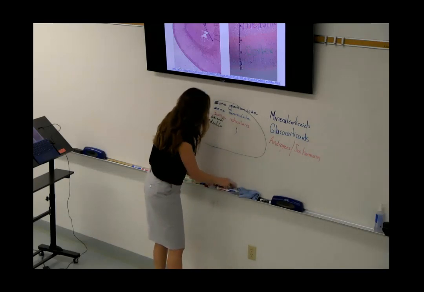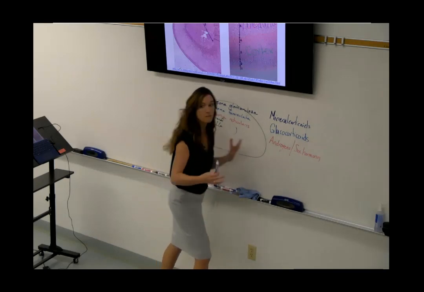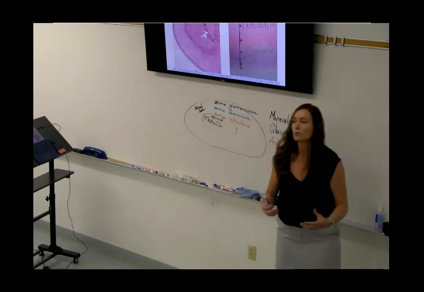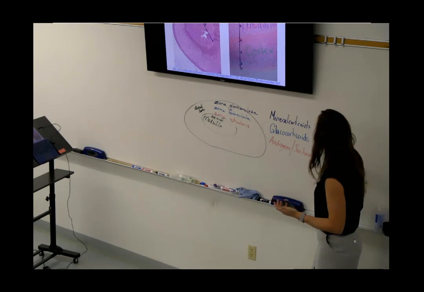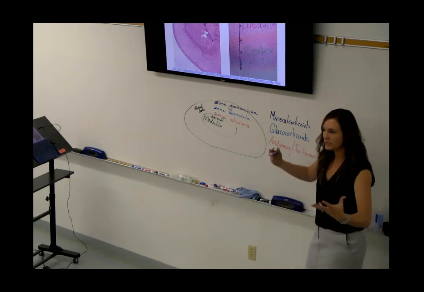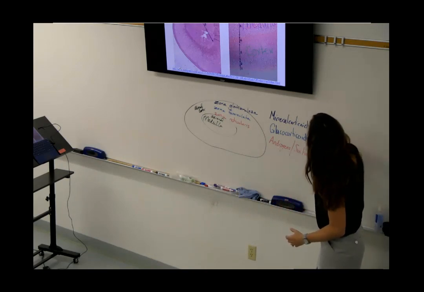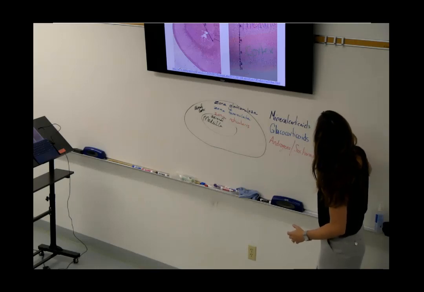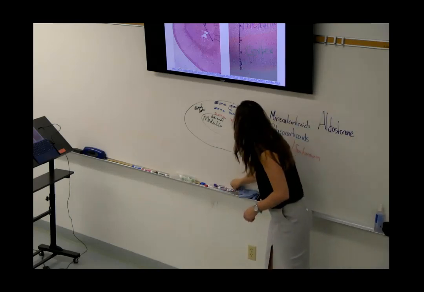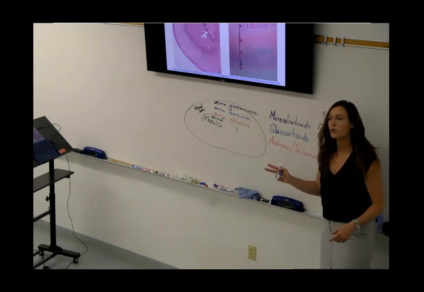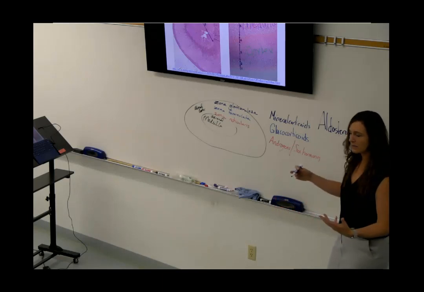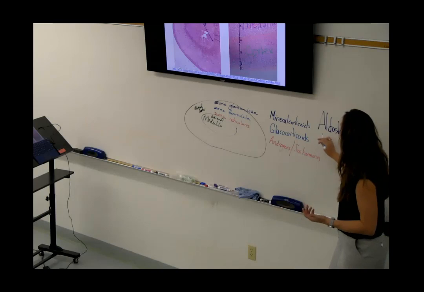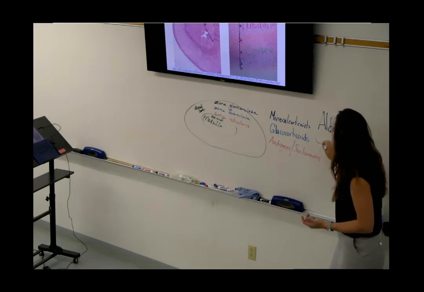So the mineral corticoids, there's many of them, so that's why we call it a family of hormones. But the most prevalent, the one that you would need to know more about, the representative hormone for mineral corticoids, would be aldosterone. And the main hormone of the glucocorticoid family, again, there's lots of them, but the main one that you'll be asked about for our test and just need to have associated with it is going to be cortisol.